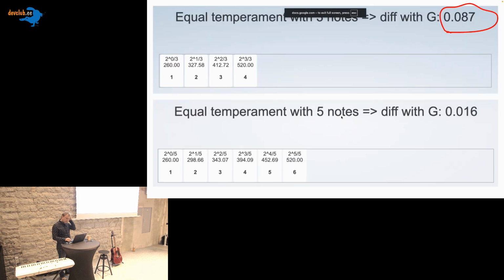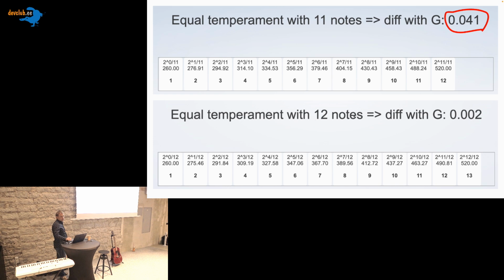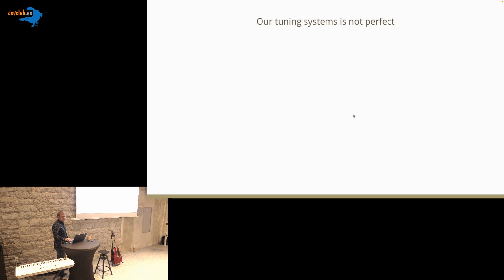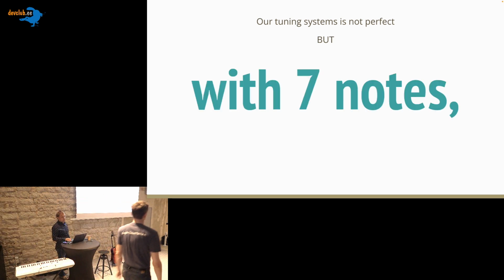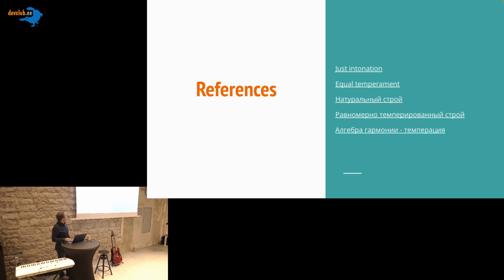So this was the answer, why 12 notes is the best one. The summary is that our current tuning system, called equal temperament, is not perfect. It's not perfect, but with 7 notes or 12 notes, it's slightly less lame compared to the perfect system. This is the answer.